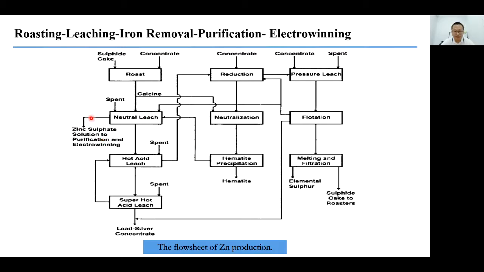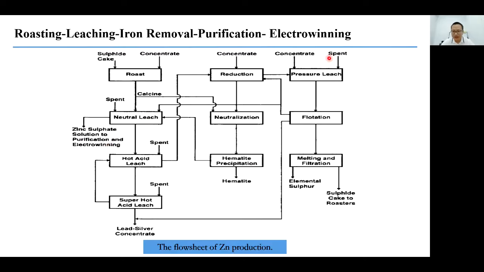solution phase in the neutral leaching is sent for purification and electrical winning. So this is a flow sheet. We are using roasting, leaching, iron removal, purification, and electrical winning. So this is the full flow sheet of zinc making.